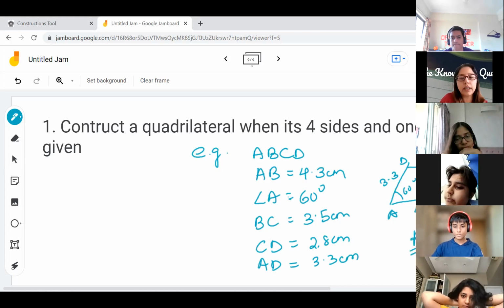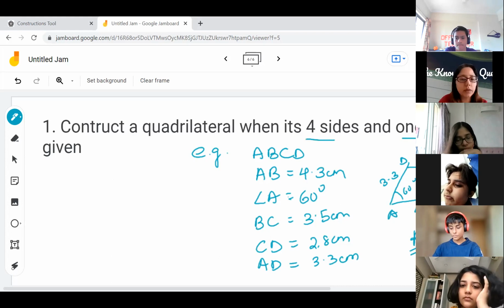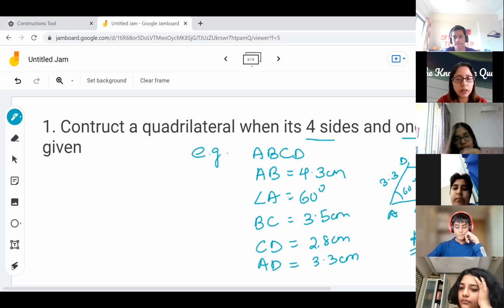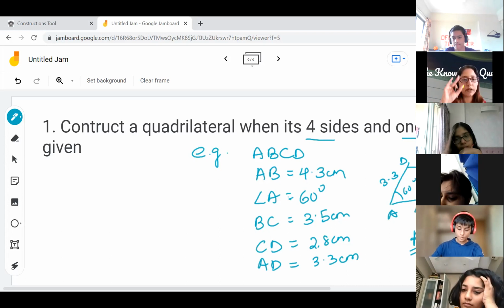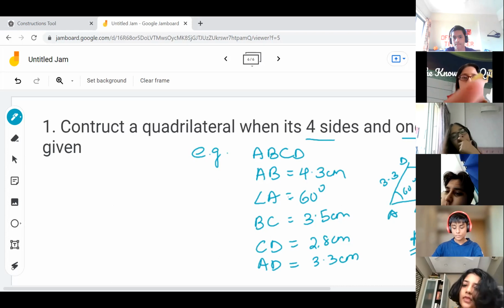So do you think it is just like what has been said, there are four sides and one angle given to us? Four sides and one angle. So now we will learn how to construct this. पहले तो ये समझ आ गया, we figured out कि ये पहला type है, first type. Okay. So we are now going to construct it.